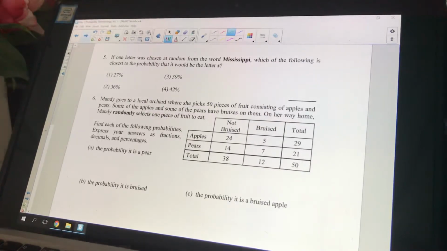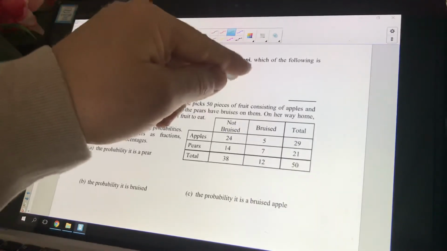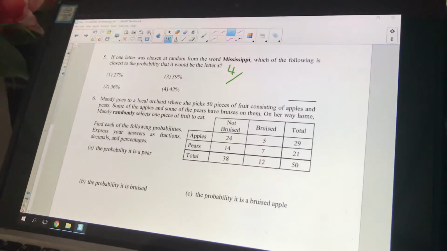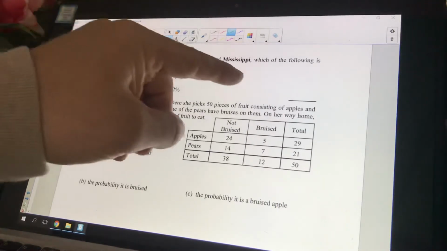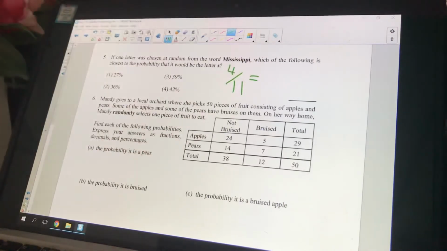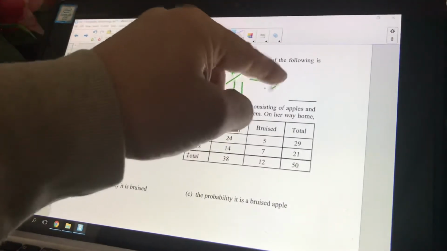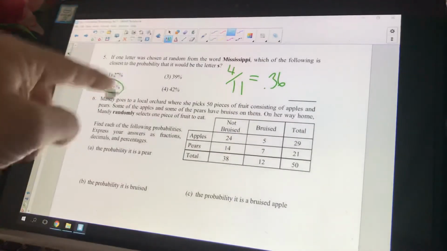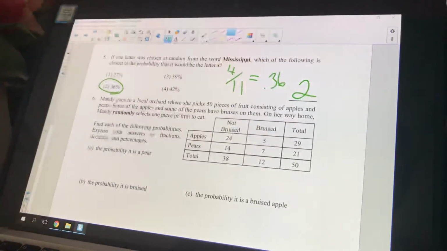If one letter is chosen at random from the word Mississippi, which of the following is the closest probability that it would be a letter S? All right, how many letter S's are there? 1, 2, there are 4 S's. And out of how many letters? 1, 2, 3, 4, 5, 6, 7, 8, 9, 10, 11 total letters. Okay, so 4 divided by 11 is 0.36363. I see it's going to be number 2.